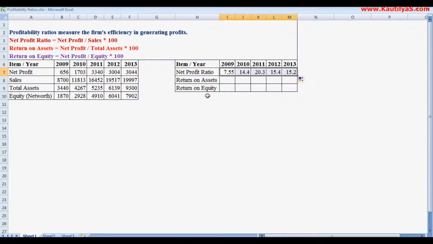So in the year 2009, the net profit ratio is 7%. That means of the total sales of 100, the company made a profit of 7%. In the year 2010, it is 14, 2011, 20, 2012, it is 15, and 2013, it is 15.2.